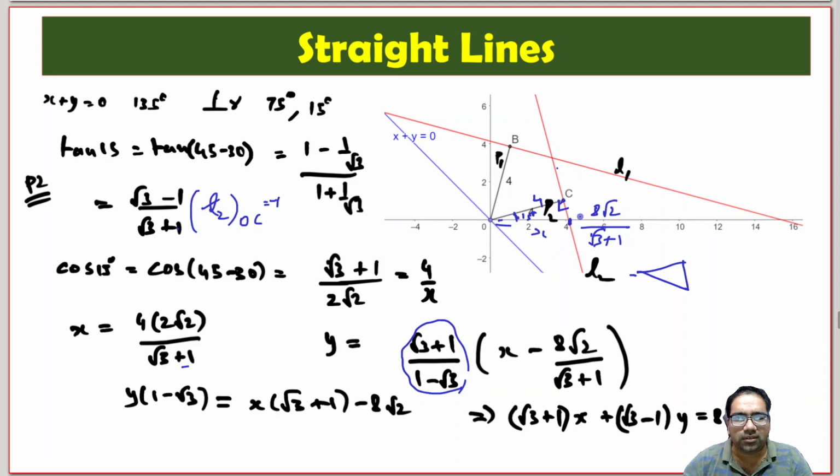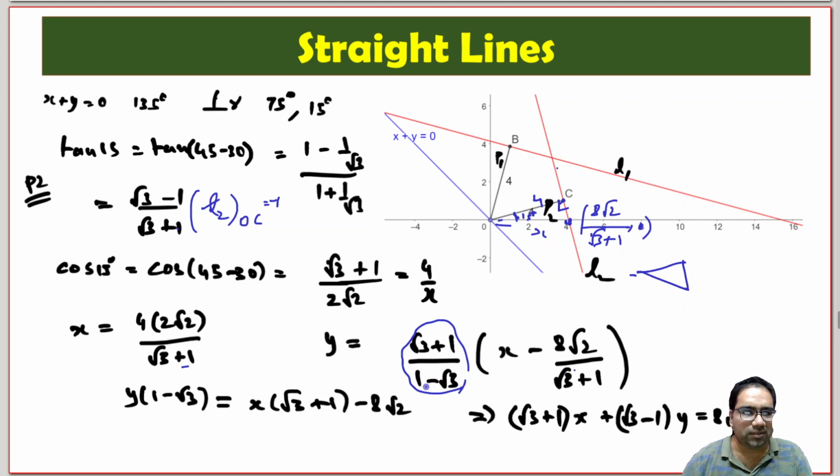Now we know this coordinate, x comma 0, and we know the slope of this line, that is this one. So we can again create this equation. Y minus y1 is equal to m into x minus x1, where y1 is anyway 0. So y minus 0, that is y equals m into x minus x1. This line is actually perpendicular to this line. This slope is tan 15 and for this perpendicular line we can create the slope.